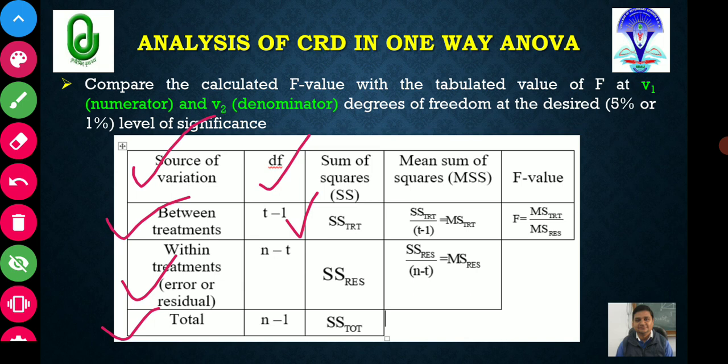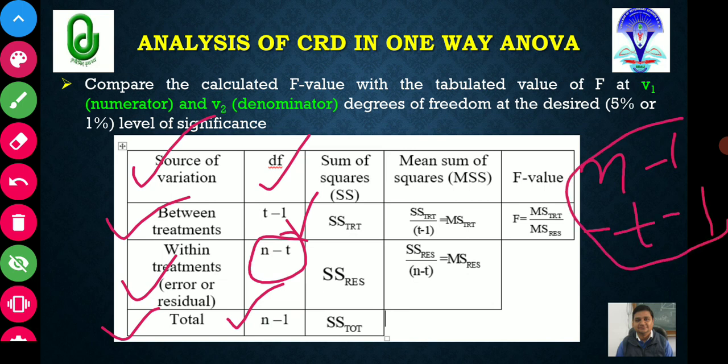So what will be the total degree of freedom? You have a total of n observations, you are putting one restriction, so the total degree of freedom will be n minus 1. Now for getting the within treatment degree of freedom, it will be total minus treatment, that is n minus 1 minus t minus 1. If you solve it, you will get n minus t. So for within treatment, or error, or residual source of variation, the degree of freedom is n minus t.